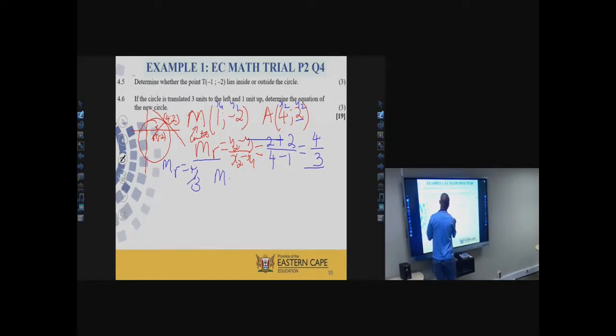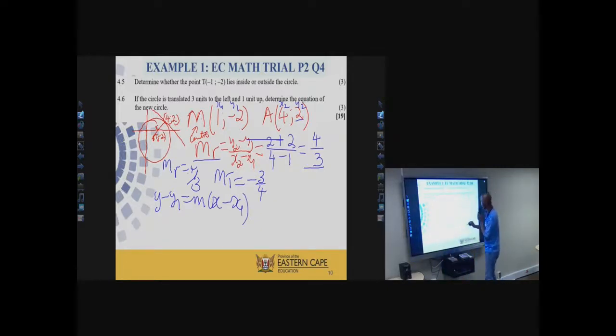What will be the gradient of the tangent? Now, this one was positive, so this one will be negative. This one was 4 over 3, so this one will be negative 3 over 4. Then you simply use y minus y1 is equal to m into x minus x1. Remember, when you choose your x1 and y1, you must choose the point of contact. So y minus 2 is equal to negative 3 over 4 into x minus 4.